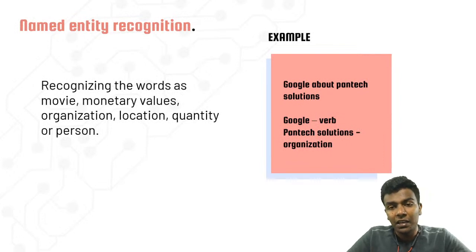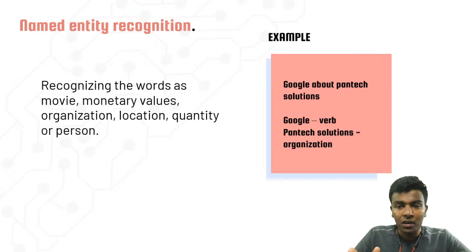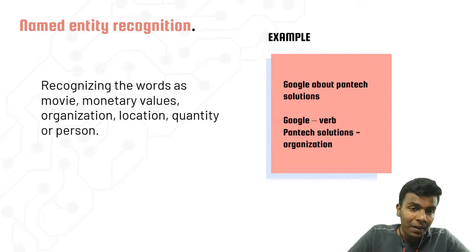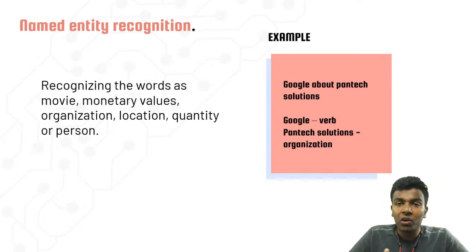And then named entity recognition. Again, Google about Pantech Solutions. Other than the verb and the noun, it will try to identify a certain word, or a combination of two words, and decide whether it is a place, an organization, a quantity, or a person.